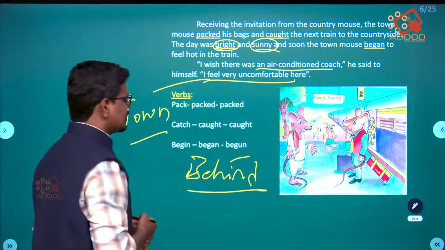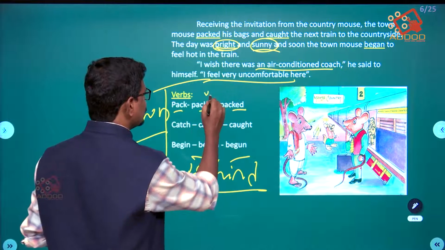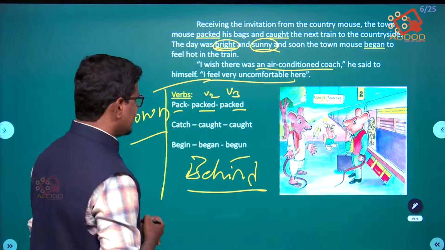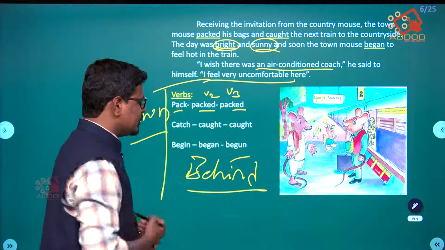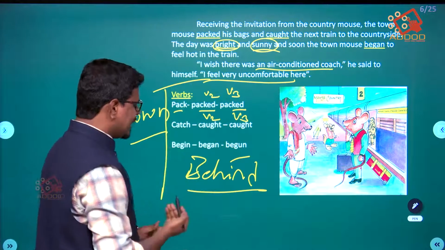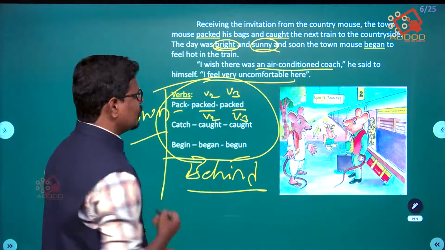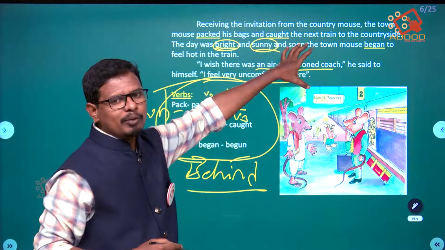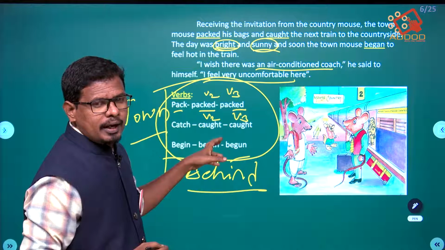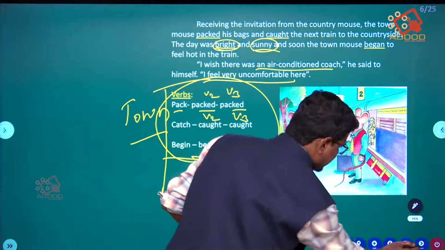So you have a few verbs here. Pack, packed, packed: this is V2 and V3. Catch, C-A-T-C-H, which is V1. Caught is V2 and caught is also V3. Begin, began, begun. These are the verbs picked from the passage given above. Now you are asked to make use of these verbs and write your own examples. Okay, let's continue with the lesson.